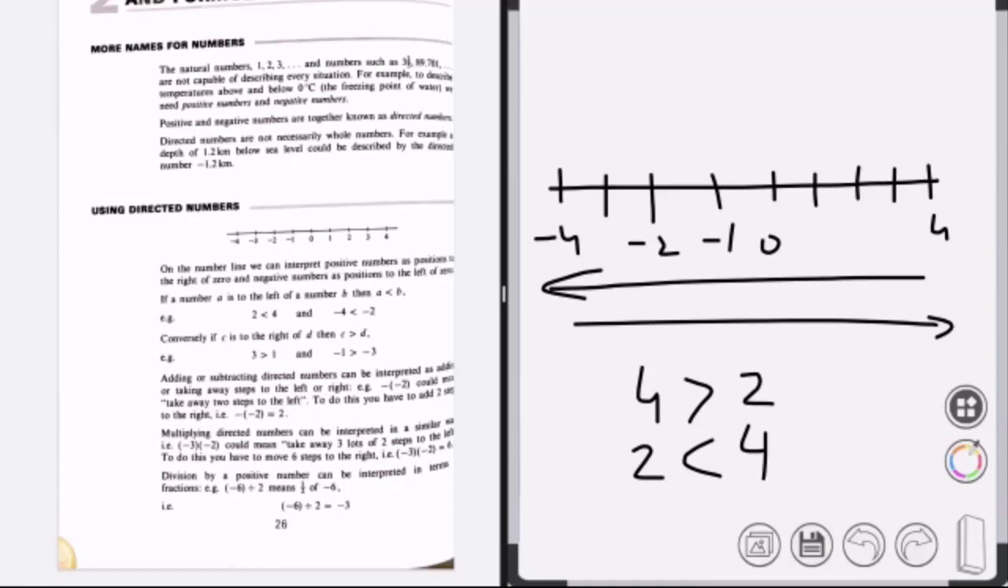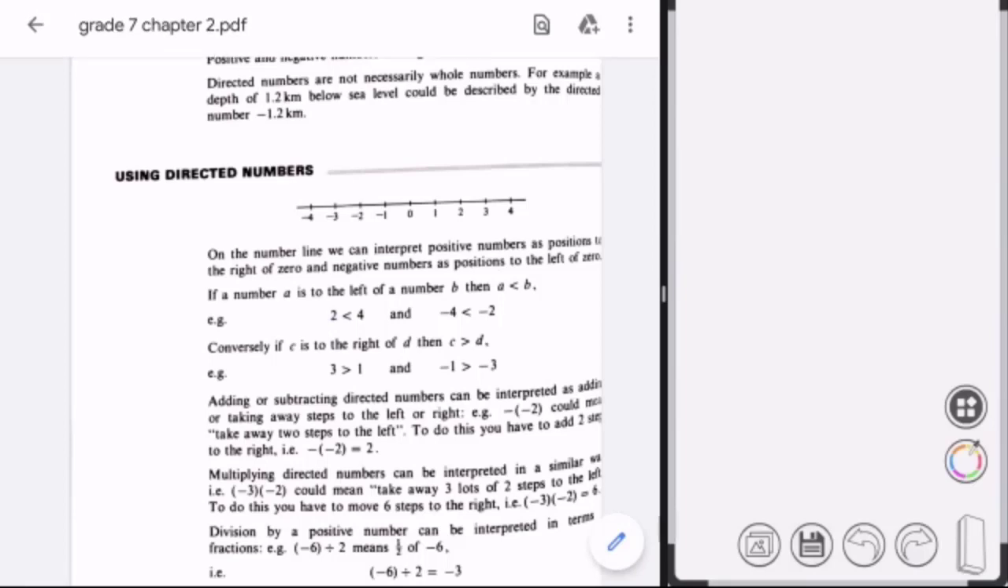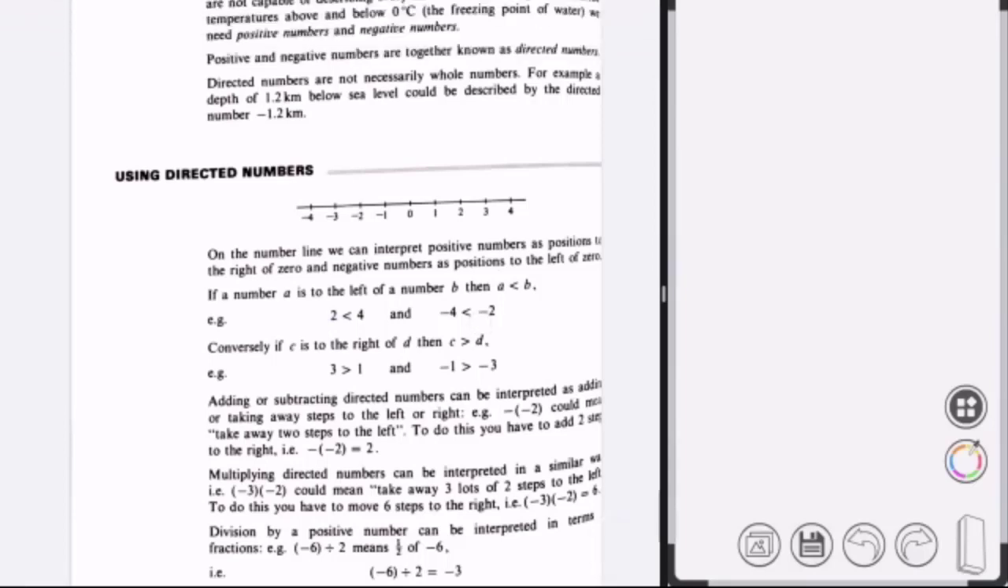On the number line, we can interpret positive numbers as positions to the right of 0 and negative numbers as positions to the left of 0. So that's why 2 is lesser than 4, and -4 is lesser than 2. Here the relation will reverse due to this minus sign. Conversely, if C is to the right of D, then C is greater than D.